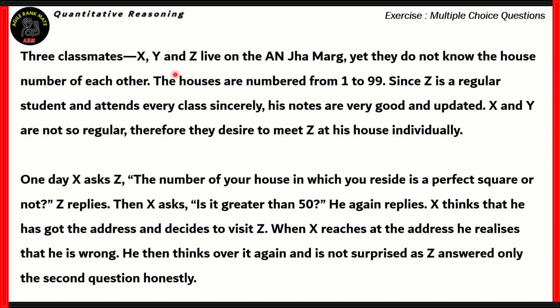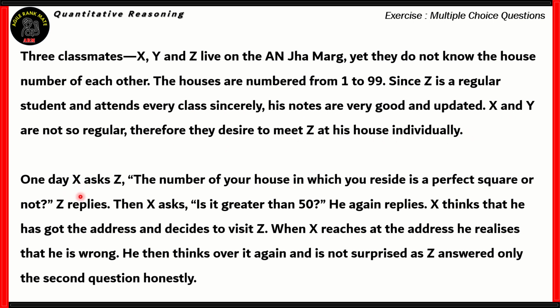3 classmates, X, Y, and Z, live on the same street, yet they do not know the house number of each other. The houses are numbered from 1 to 99. Since Z is a regular student and attends class sincerely, his notes are very good and updated. X and Y are not so regular, therefore they desire to meet Z at his home individually.